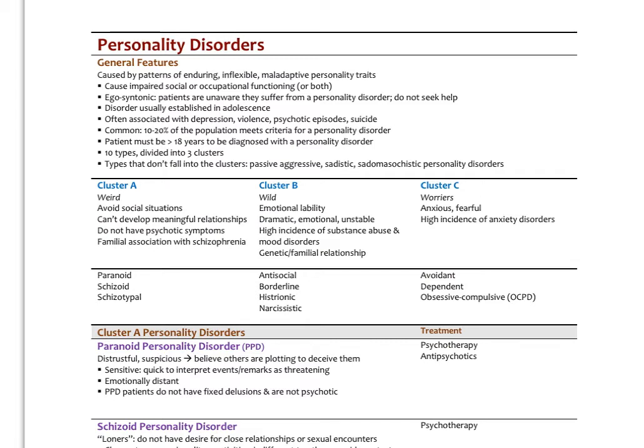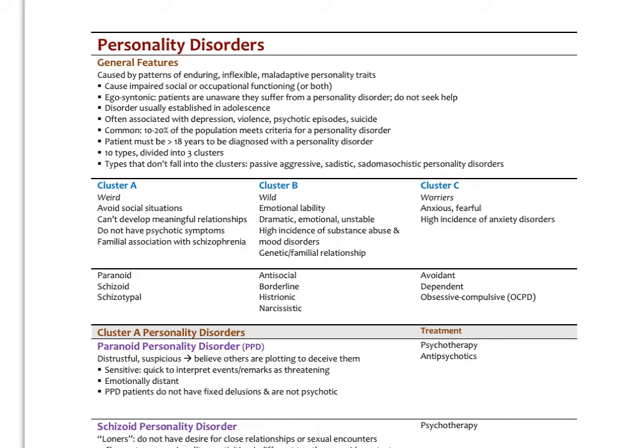Now let's look at personality disorders. These are caused by patterns of enduring, inflexible, maladaptive personality traits. They cause impaired social or occupational functioning, or both. They're ego-syntonic, not dystonic. The patients are unaware that they suffer from a personality disorder, and they don't seek help for it. So they're not even aware that they have a disorder.